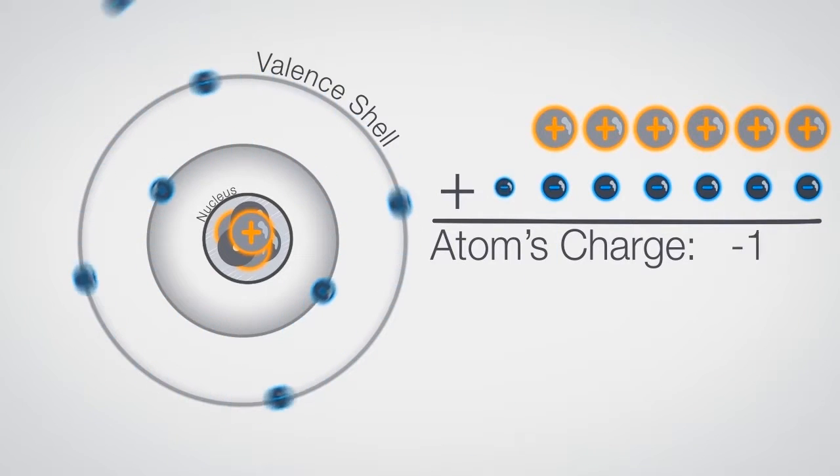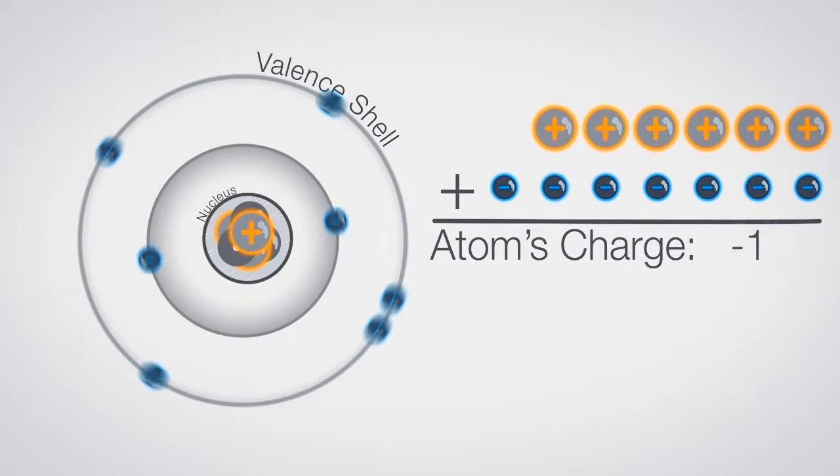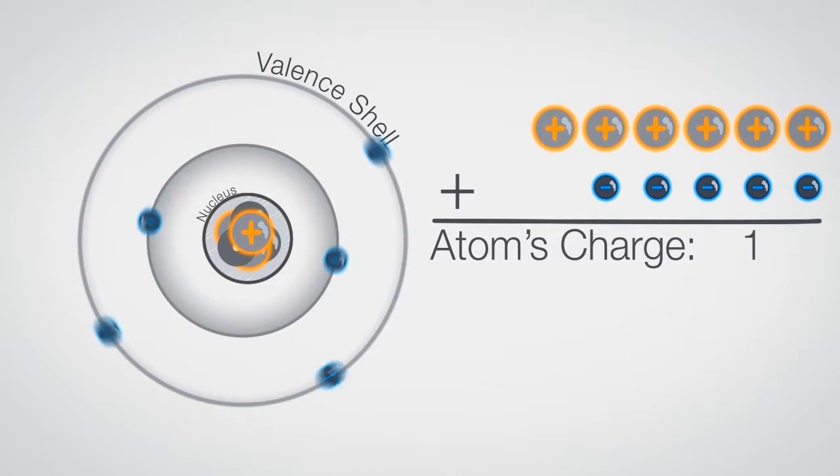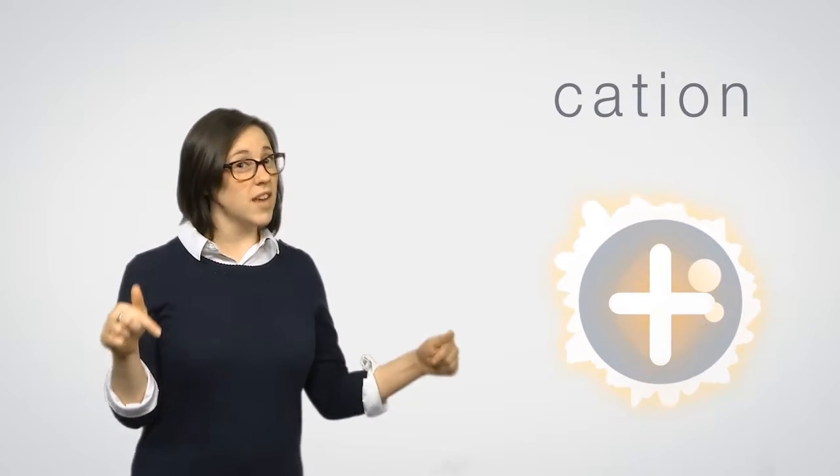If we were to add an electron, the atom's overall charge would now be -1 because there are 7 electrons and only 6 protons. Now let's say we subtract 2 electrons, meaning there are 5 in the atom. The carbon atom's overall charge would now be +1 because there's 1 more proton than there are electrons. Whenever we add or subtract electrons to make the atom's charge anything other than neutral, we create an ion. If it is positively charged, it is called a cation. If negatively charged, an anion.